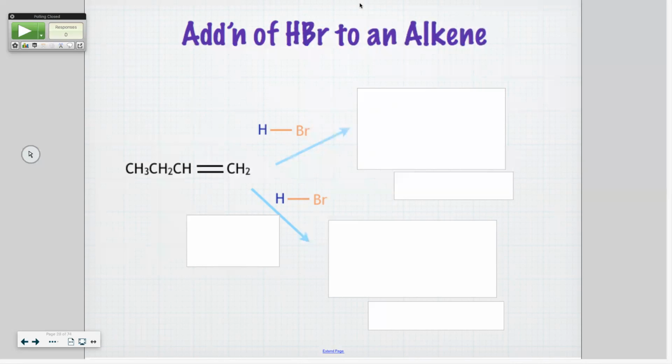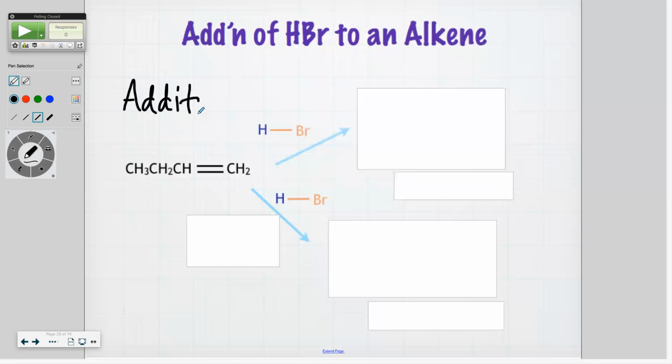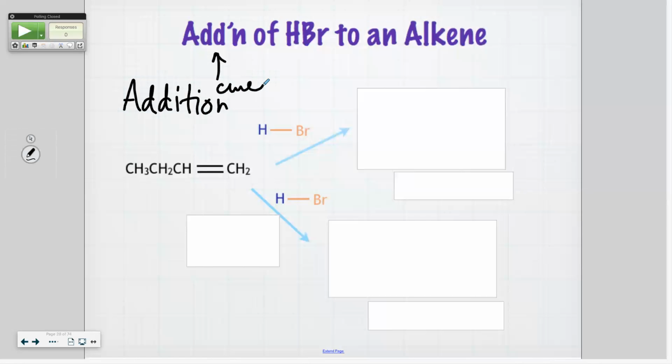All right, so here we have addition of HBr to an alkene. So if we add HBr to this alkene, what do we get? I'm not going to push the button until you tell me. What do we get? What kind of a reaction? Addition, okay. So what are we going to get? A what? One carbon gets a hydrogen and one carbon gets a bromine. Who gets what? What does this one get? The bromine. Okay, the bromine, and this one gets the hydrogen.